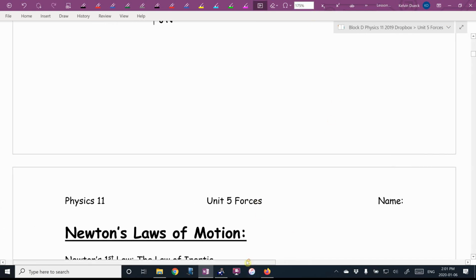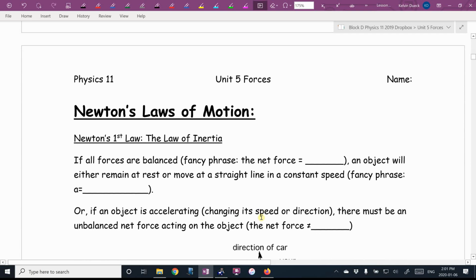Newton's laws of motion. I've got to go on my Sir Isaac Newton rant, so you can put your pencils down for a second. I'm going to pause the video because I'm going to be rambling for a bit.